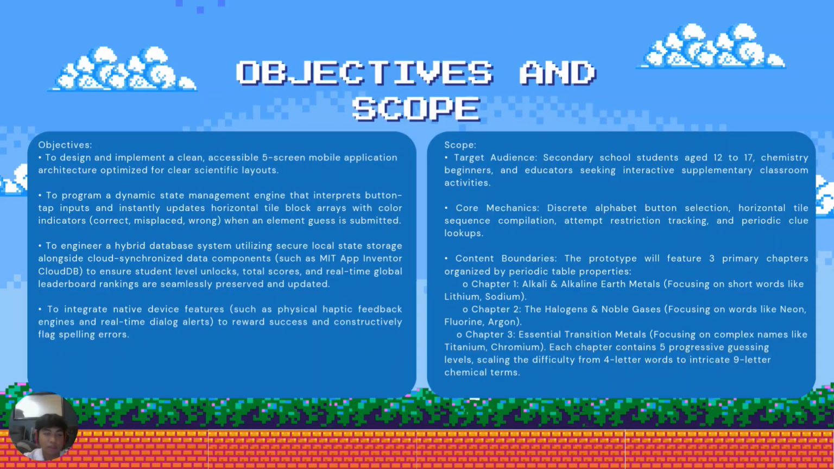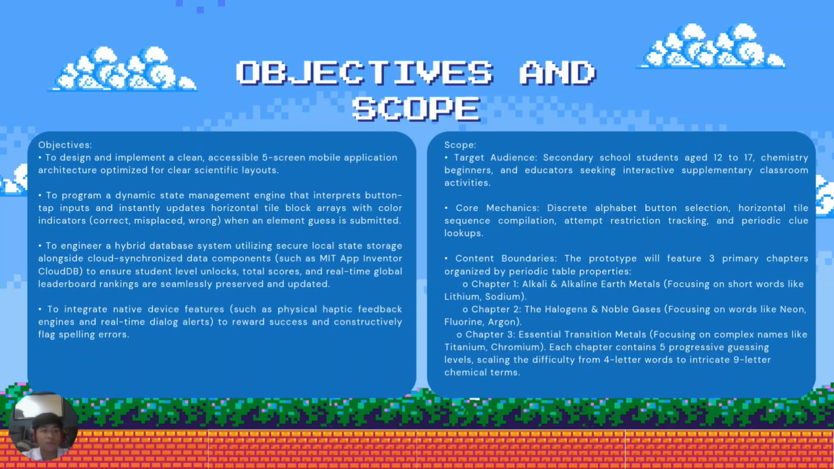The first objective of this individual project is to design and implement a clean, accessible 5-screen mobile application architecture optimized for clear scientific layout. The second objective is to program a dynamic state management engine that interprets button tap inputs and instantly updates horizontal tile block arrays with color indicators, for example correct, misplaced, or wrong when an element guess is submitted.